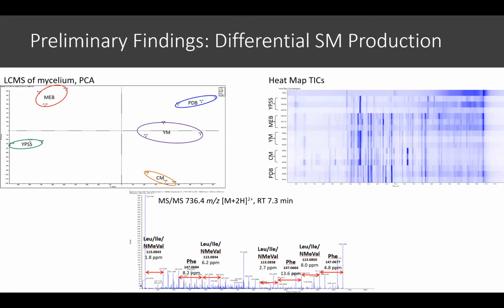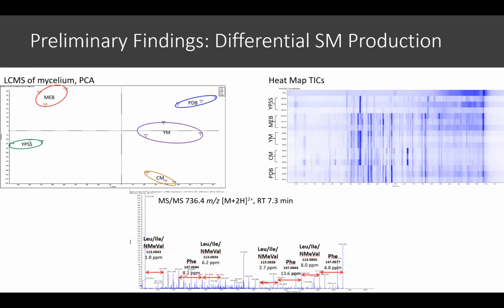The PCA on the top left shows the profiles of each media type based on all of the compounds detected via mass spec. The media types that are closer together show more commonalities in their profiles, and ones that are further apart are more different. Additionally, there are these individual points inside of each of these circles that group together, which show that there is a consistent correlation between the media type and the observed SM profile.